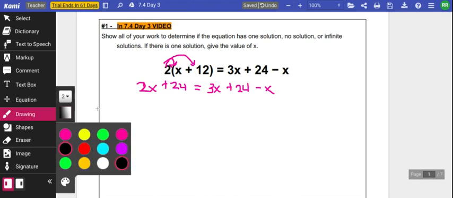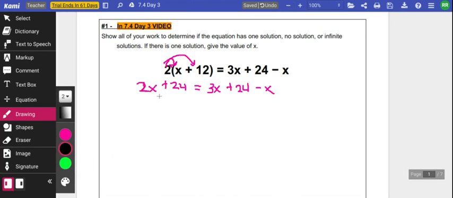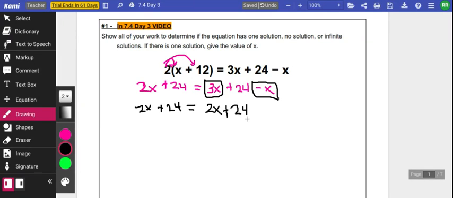Step 2, I'm going to combine my like terms. I look left, 2x and 24 are not like, but on the right side, I do have like terms. 3x and negative x are like terms. They have same variable and same exponent. So my left side will stay the same, 2x plus 24. Bring my equal sign down. On the right side, 3x minus x, that is 2x. Bring the plus 24 down as well. So I did step 1, I eliminated my parentheses. Step 2, I combined my like terms.